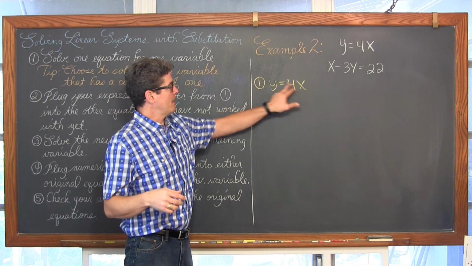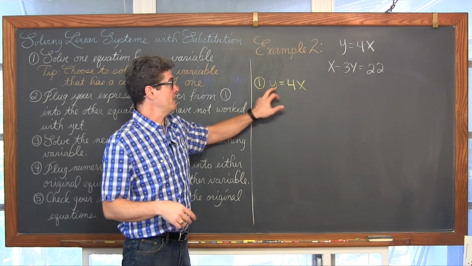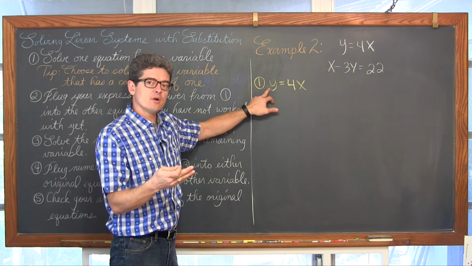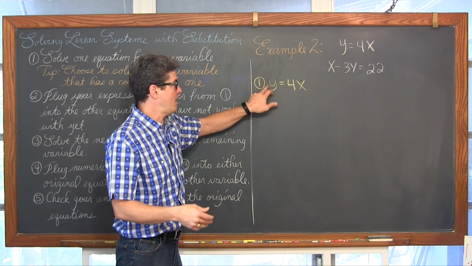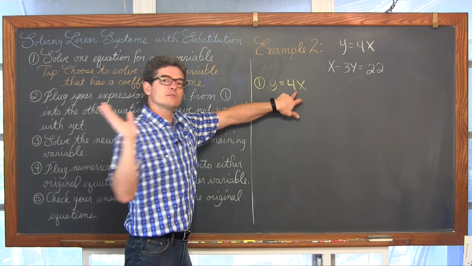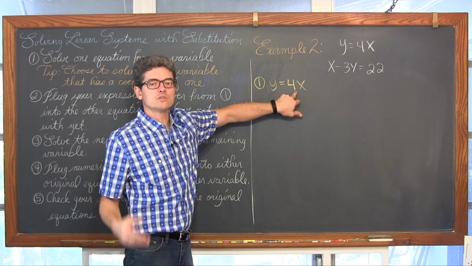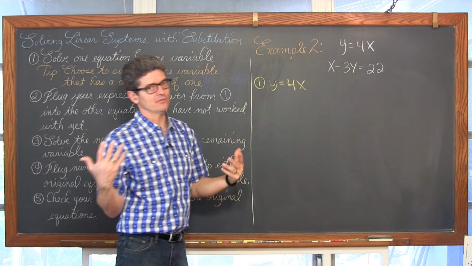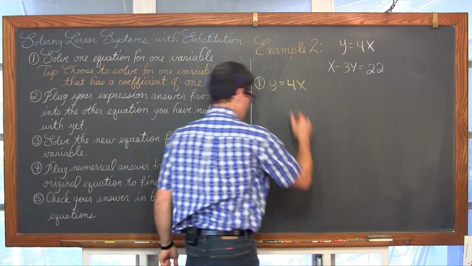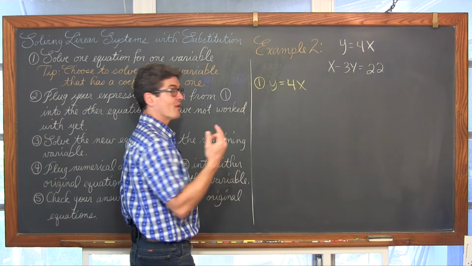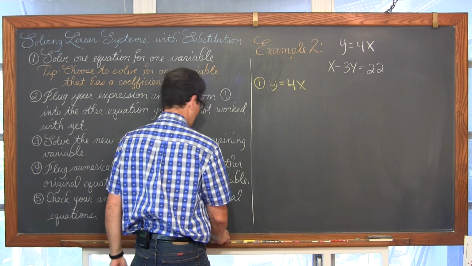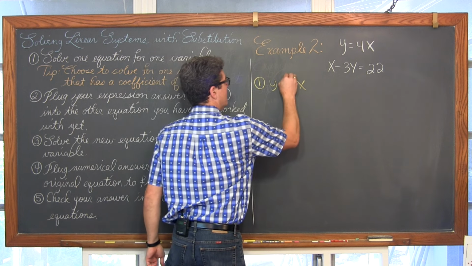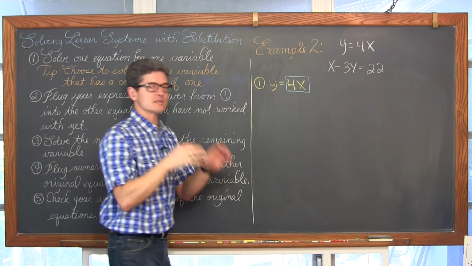Here we have y is equal to. So we have been given a variable that's already solved for. Y equals whatever is on the right-hand side of this equation, which is the expression of 4x. Now, I don't know exactly what y is, like I don't know if it's 2, but I do know that it is whatever x is times 4. So we're going to draw a box around this 4x because it's like a stamp.